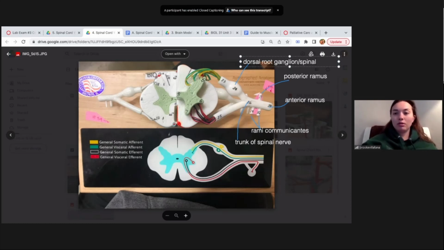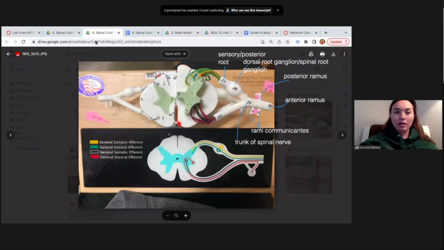Sometimes you'll see this called the spinal root ganglion, same thing. We know that that then becomes the sensory or the posterior root. Posterior root. Okay, I'll try to do it like that. There we go. So that's the root.